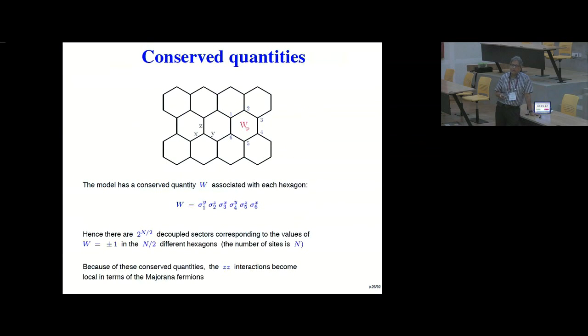So this is the model, and the claim is that this has a conserved quantity W associated with every hexagon. Okay. So let's look at this. On this hexagon, the conserved quantity is this product of six Pauli matrices in this particular way. So sigma 1 y, sigma 2 z, sigma 3 x, and so on. Why is this a conserved quantity? So let's see that this commutes with the Hamiltonian.